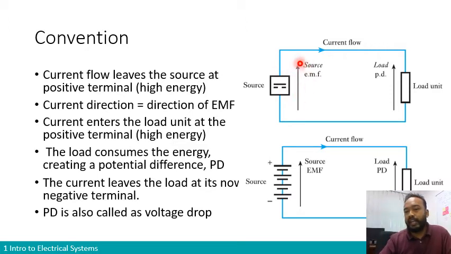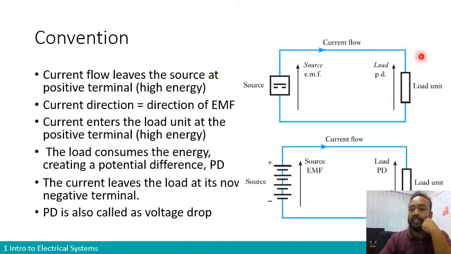For example, for the EMF over here, we have the direction upwards because we have a lower level of energy at the bottom and a higher level of energy at the top. So for the load, you can imagine the arrow needs to be at a lower point of energy at the bottom and a higher point of energy at the top, because energy arrives at the top. So the direction of the arrow for the voltage across the load is the same as in the source, right?